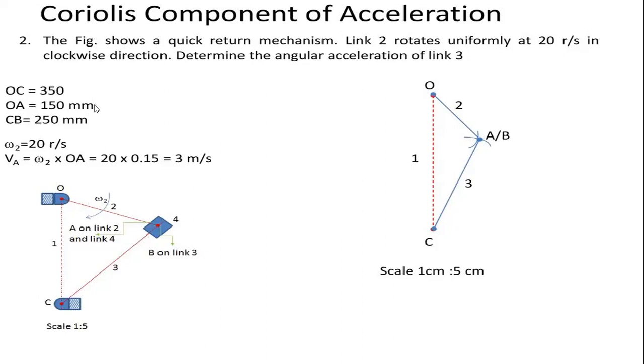These are the given links here, OC, OA and CB. First we draw the OC link. OC is the fixed link, that is, the first link is the fixed link. We have drawn dotted lines here. From O we are going to draw the line A. OA length is 150 mm. Take the 150 length in the compass and, with O as center, draw an arc. From the center O with a length of 150 mm, draw an arc.